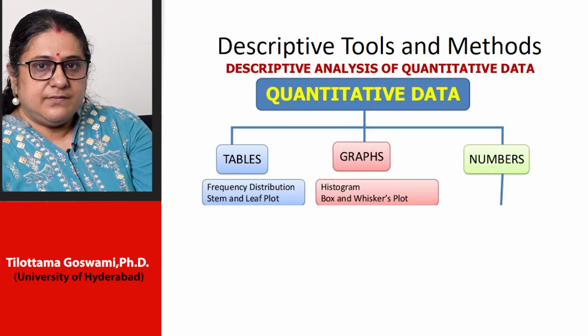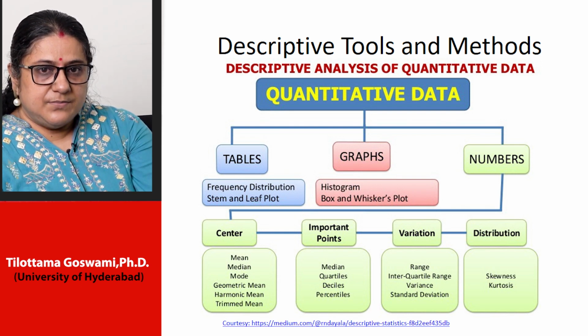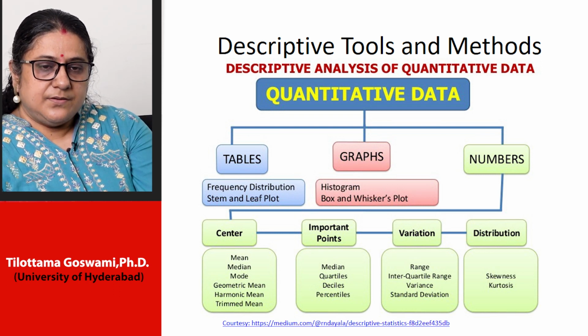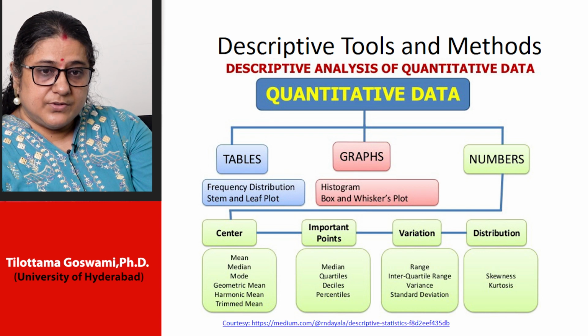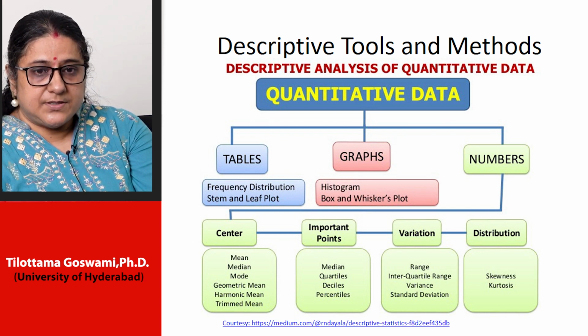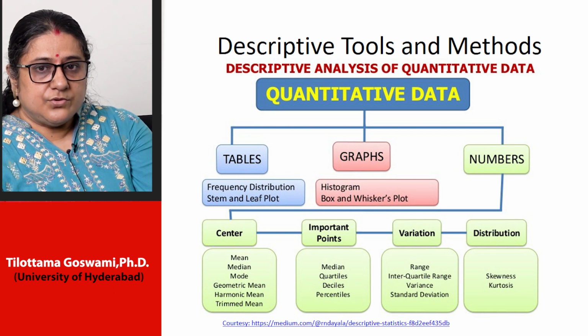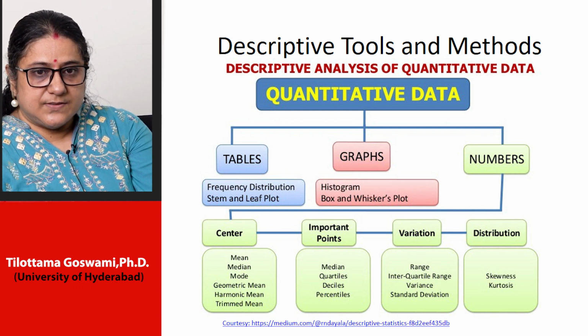In quantitative data, the descriptive analysis has some visualization by using tables, graphs, numbers. When it is a number, then the central tendencies can be computed using the mean, as we have discussed. It can also be computed by median, mode, geometric mean, harmonic mean, trimmed mean. One can go through each of these, and depending on the problem statement, the central tendencies are chosen.